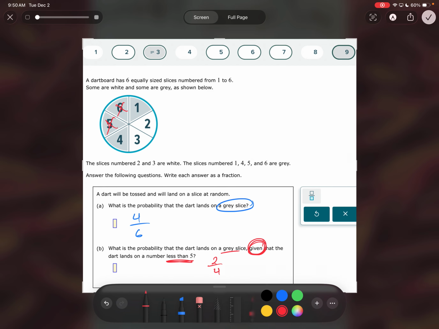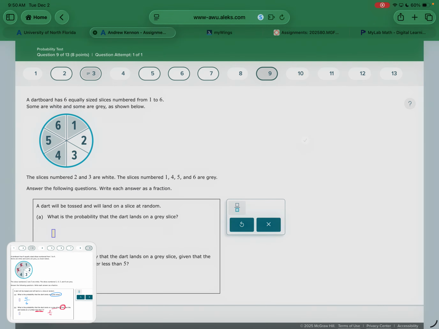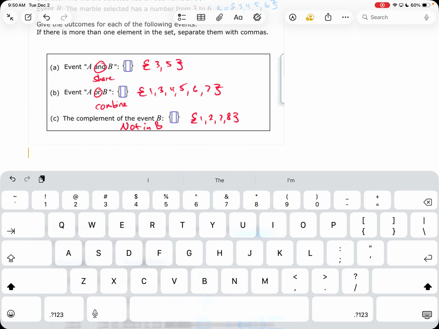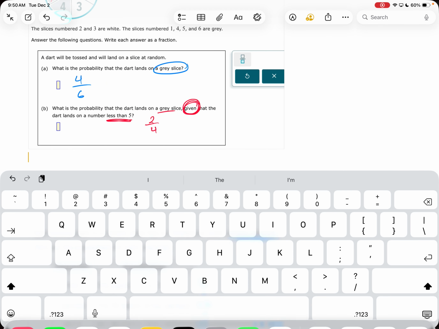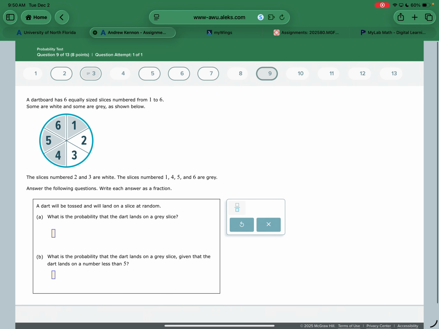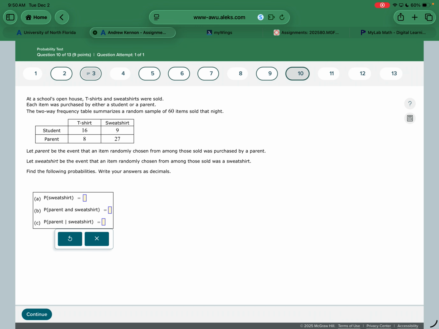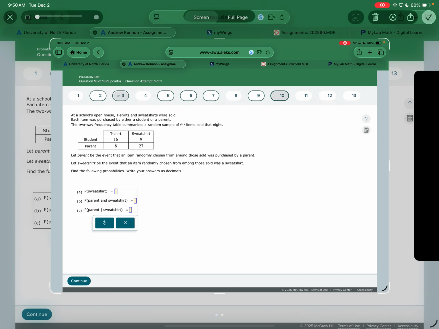When it says given, that changes your total amount. So always look at what's coming after the given. Given that the dart lands on a number less than 5 means I'm only looking at the numbers less than 5. So there's only 4 options and then the gray out of those. Okay. So pay attention to that given. That changes your total amount because you're only focusing on that one condition. Last one on the test work page, I don't believe you even have to. Just doesn't really have anything to do with the problem.